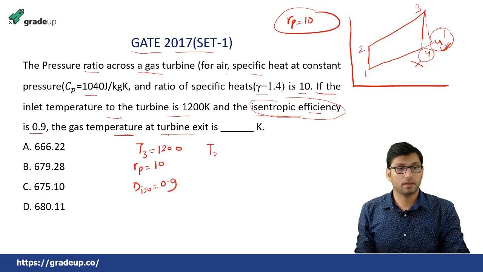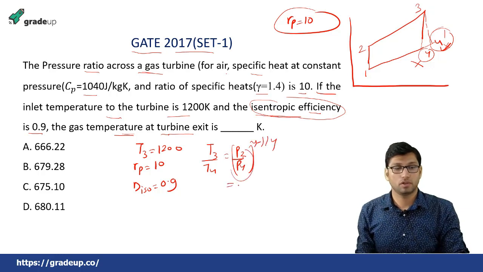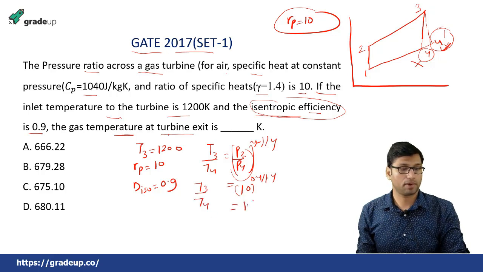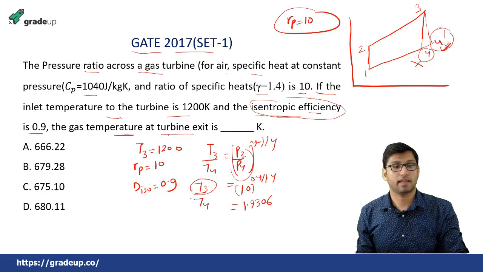Now we know that T3 over T4 is equal to (P3 over P4) to the power (gamma minus 1) over gamma. This is the pressure ratio, which is equal to 10. So this will be equal to 10 to the power 0.4 over 1.4, which is T3 by T4. So this will come out to be 1.9306, and this T3 is already given to you, 1200 Kelvin. So from here you can find the value of T4. This value of T4 will come out to be 621.53 Kelvin.